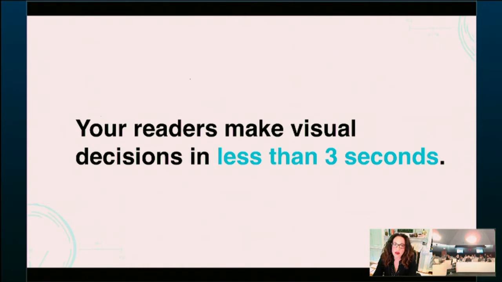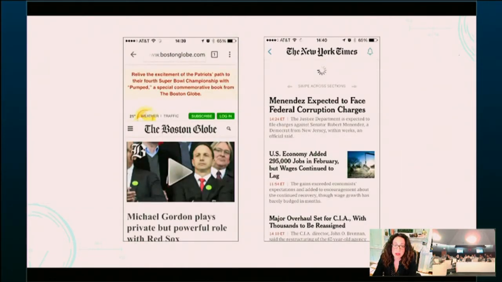So suddenly, if we start thinking about mobile websites and mobile applications within the realm of news, if you have a very, very short amount of time, less than 3 seconds, and this is what you're giving your audience, it may not be surprising that engagement is not where you want it to be as a news organization.